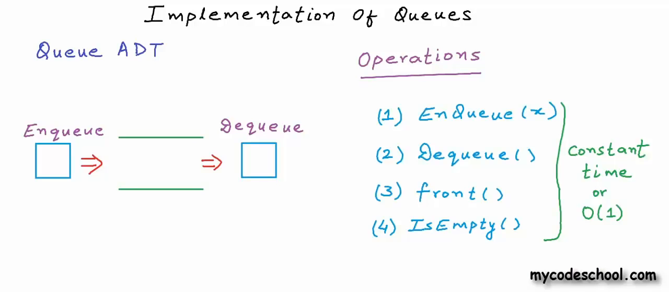I have defined queue ADT with these four operations that I have written here. In an actual implementation, all these operations will be functions. Front operation should simply return the element at front of queue. It should not remove any element from the queue. Is empty should simply check whether queue is empty or not. And all these operations must take constant time. Enqueue, dequeue, or looking at the element at front, the time taken for any of these operations must not depend upon a variable like number of elements in queue, or in other words, time complexity of all these operations must be big O of 1.